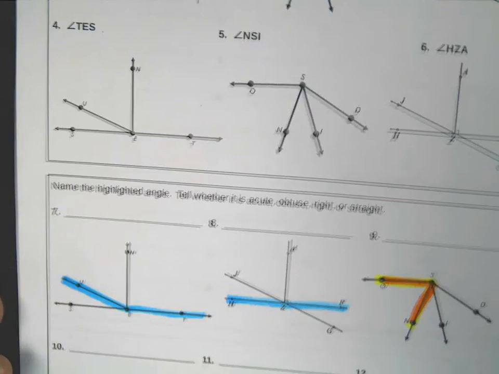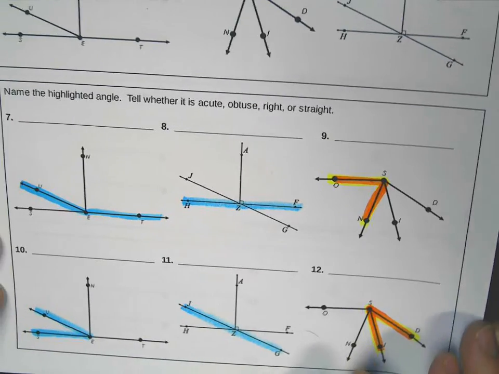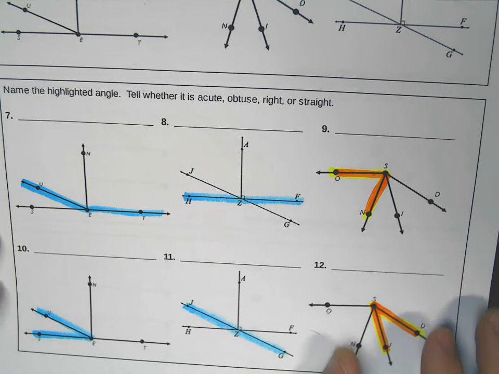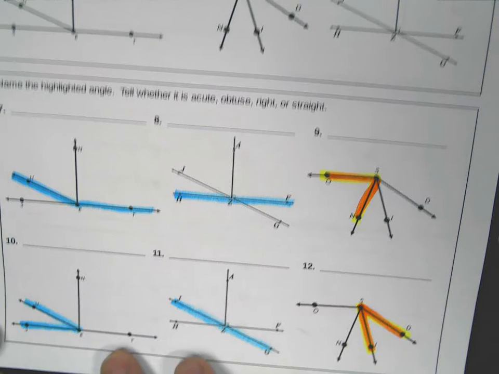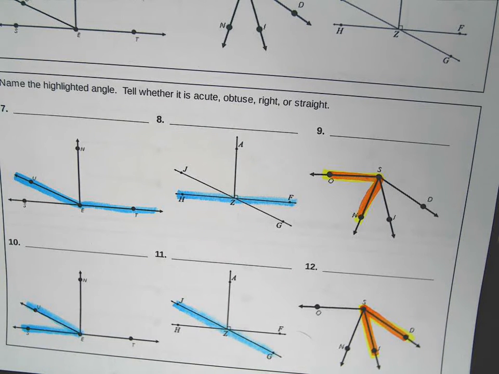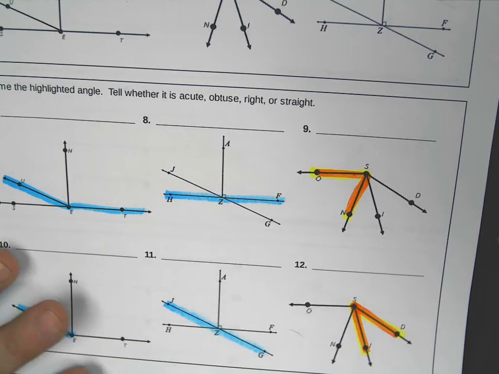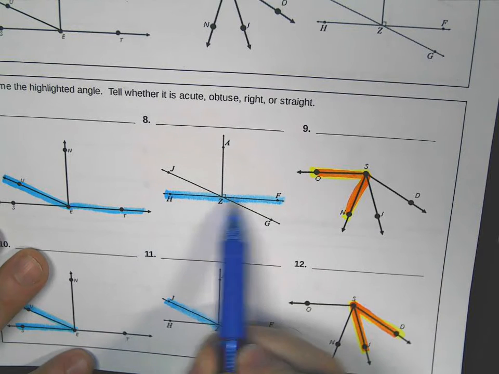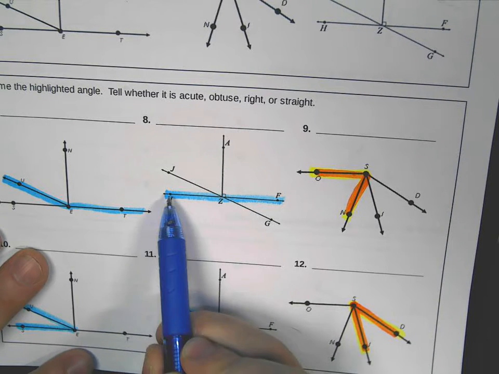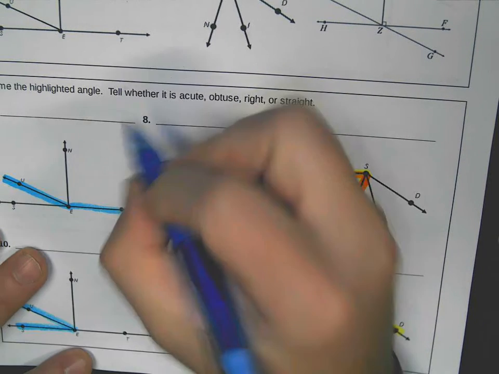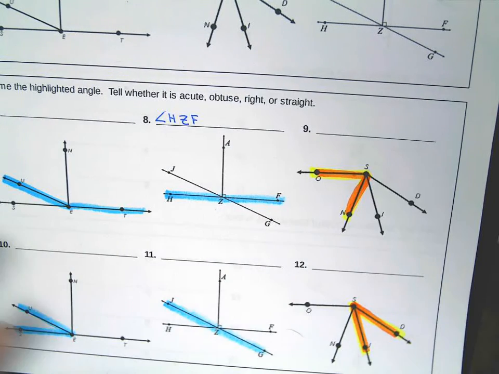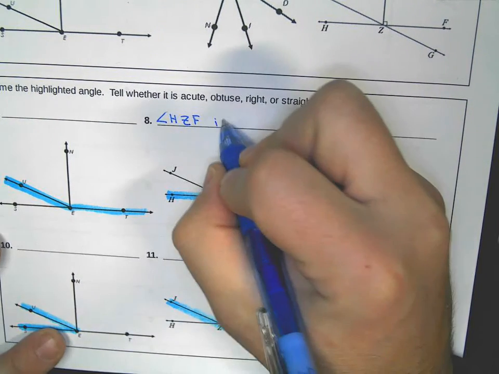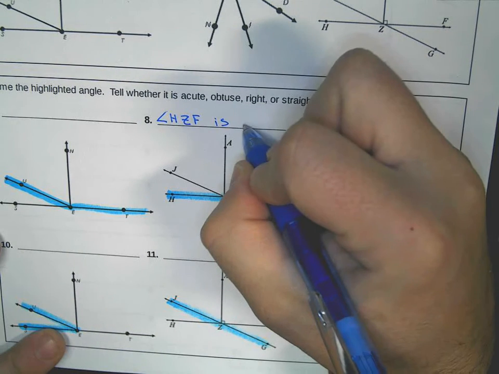In the second section, now you're given a highlighted angle, and we want to tell what category it's in. So we need to name it properly and tell what category it's in. For number 8, that's the one I'm going to look at. There are the 3 points that make the angle. So I'm going to say angle HZF, Z being my vertex. So angle HZF, that's my highlighted angle. And what we'll say is, since it's a line, it is straight.